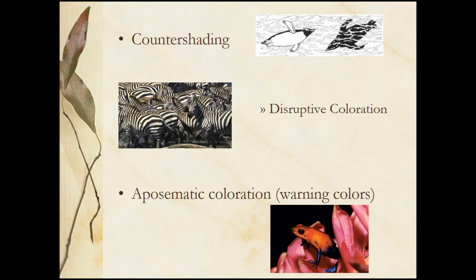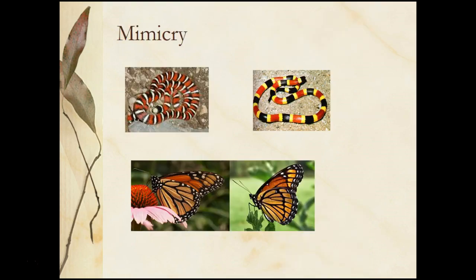And then there's aposematic coloration, which is like a warning coloration. And we see this a lot with poison dart frogs, where they're very, very brightly colored. They don't blend in at all. And in fact, it's like them saying, hey, don't eat me. I'm really toxic and you can see me, so don't make the mistake of eating me.